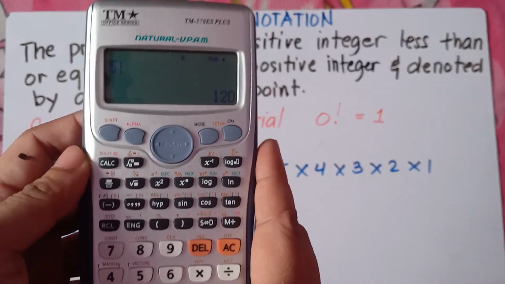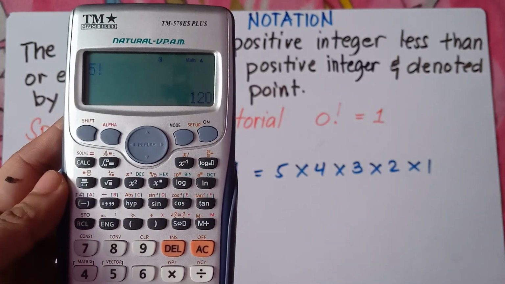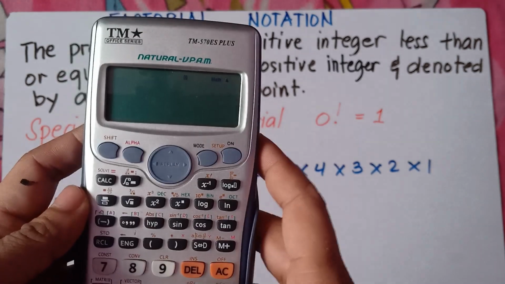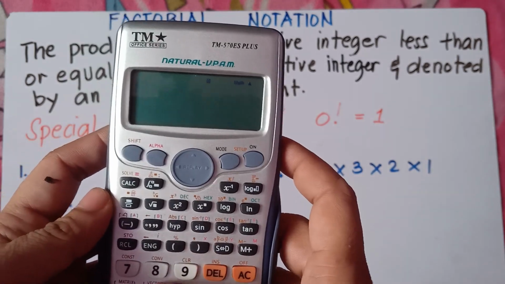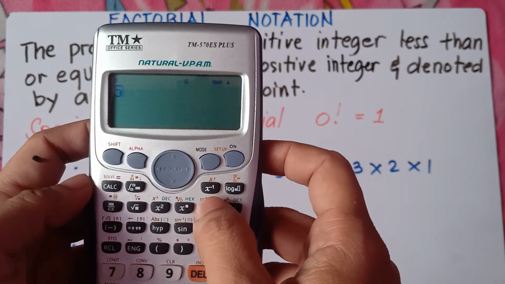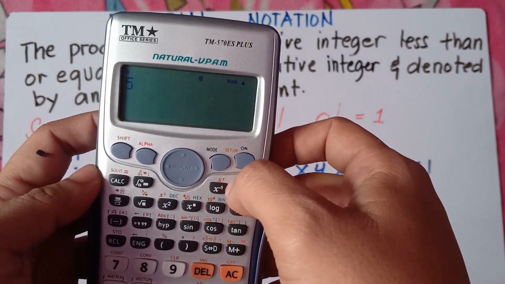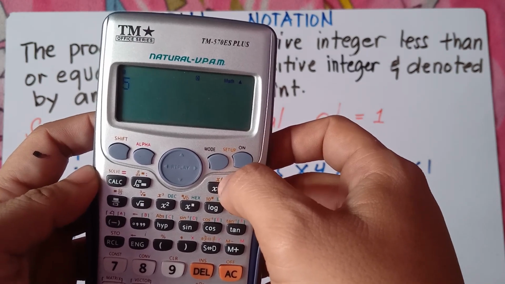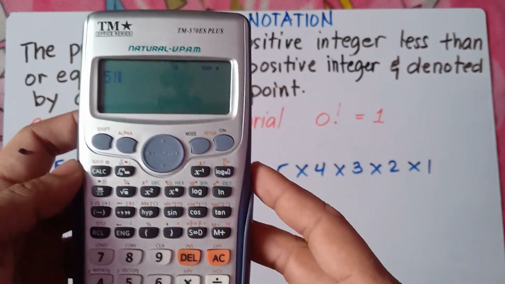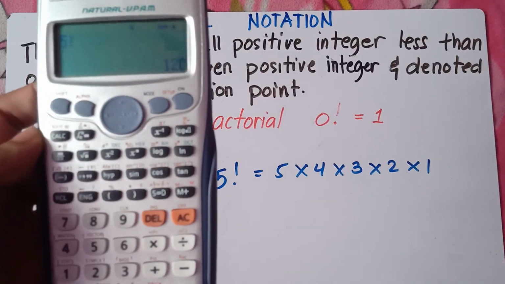So it's very important for you to know how to use the calculator. Once again, let me repeat it. You press 5, shift, then the x raised to the power of negative 1 key, in which the upper function there is x with an exclamation point. Click that, and you have the answer, 120.